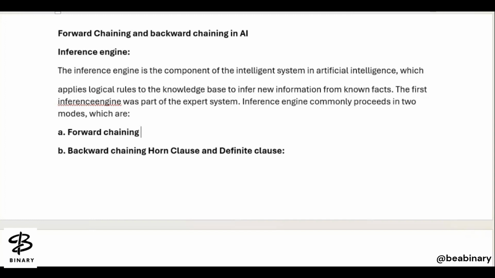So, what is the reasoning in AI? Simply, here we are talking about the various inference techniques, forward chaining and backward chaining. So what is the reasoning and what is the inference? We should understand this first before understanding forward chaining and backward chaining. So what is the reasoning?